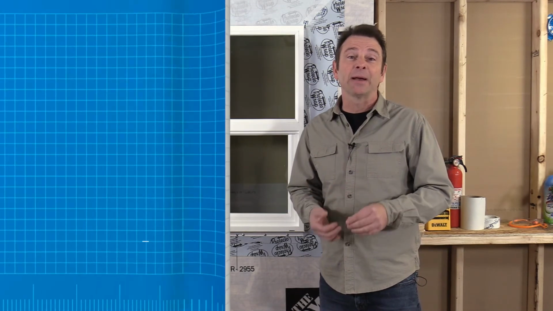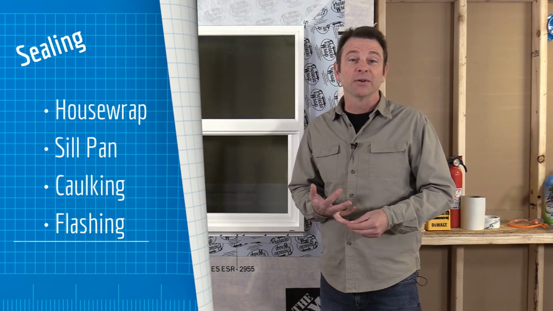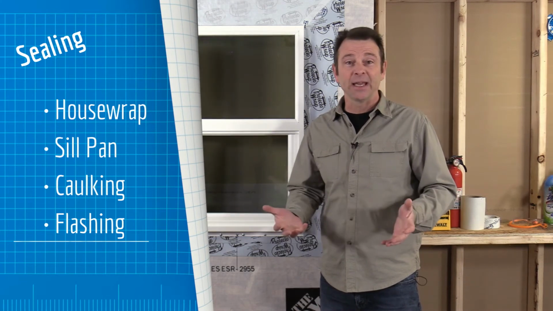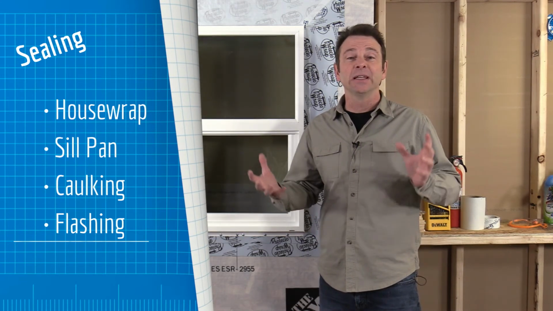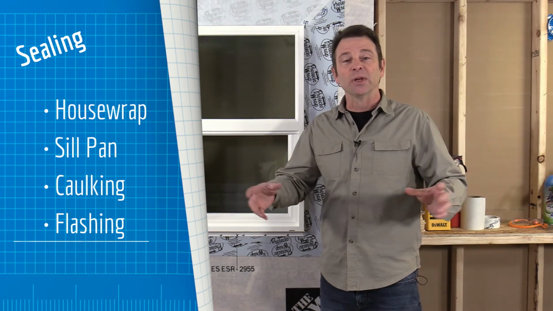So we've talked about how the window fits, how we will install it to keep it true and square. Now it's about sealing the window. This has to do with how we deal with the house wrap. We're caulking the window into place. We need a sill pan at the bottom, and we also need flashing around that window to seal it up as well.